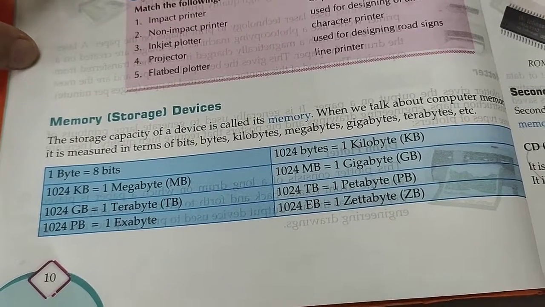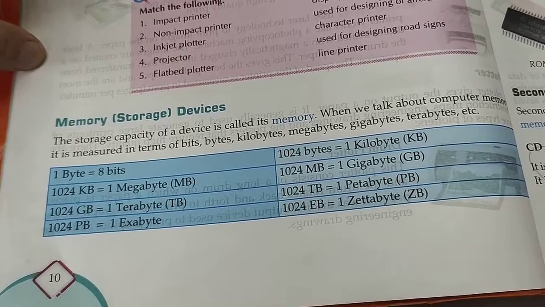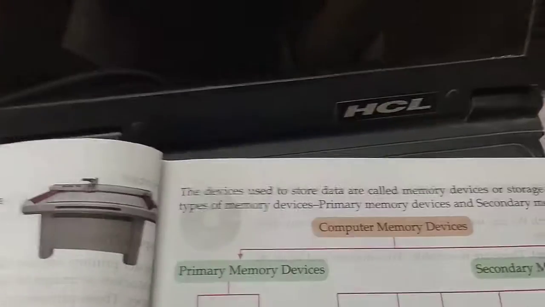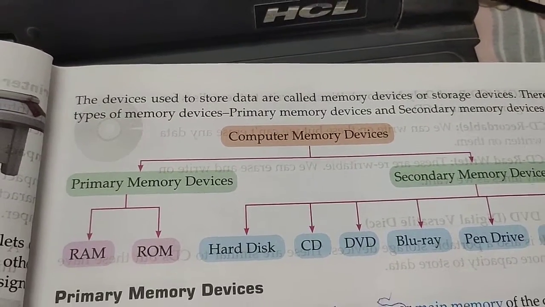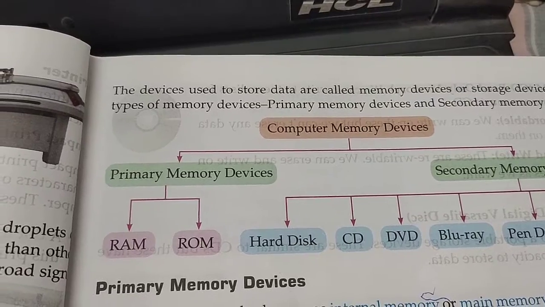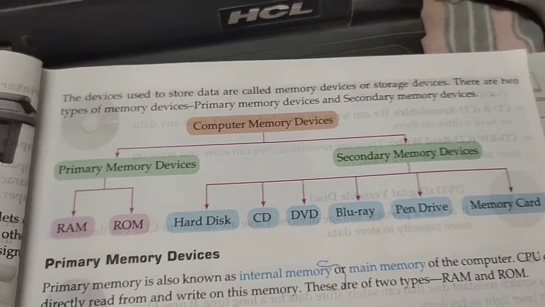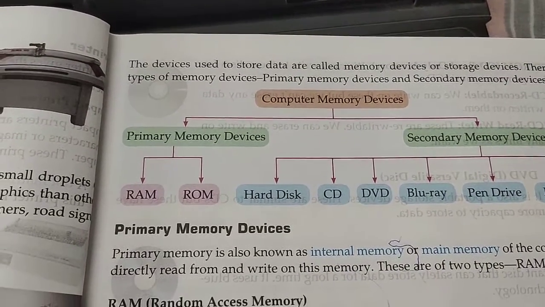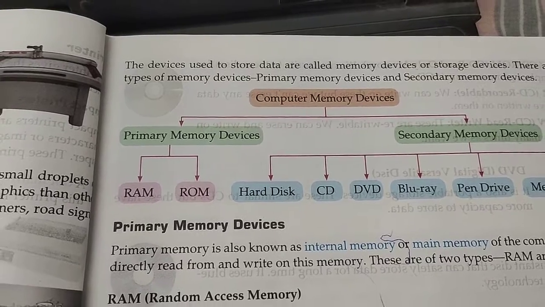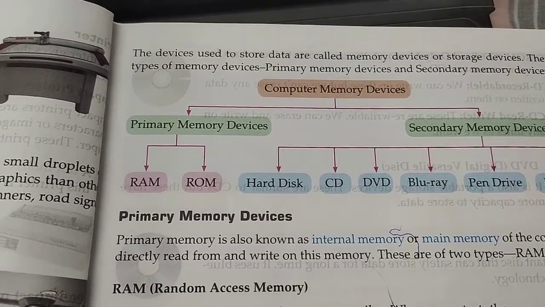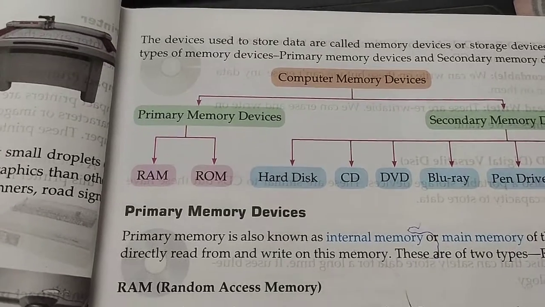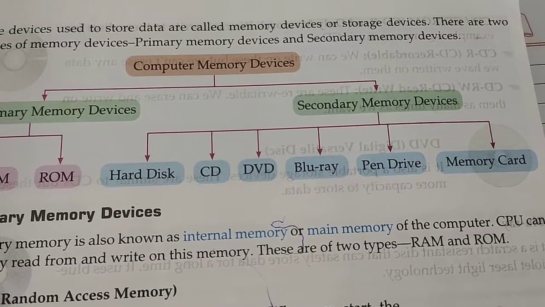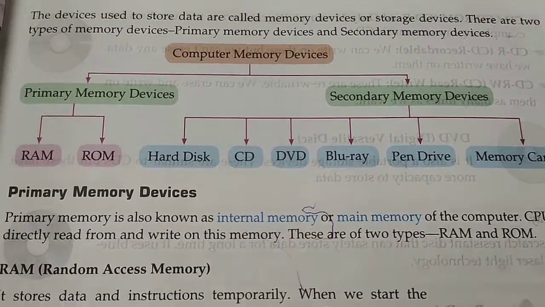1 GB is what we are getting in memory storage on the internet, and in future we will be using up to 1 zettabyte. Computer memory devices have two parts, primary and secondary. Primary is RAM and ROM, and secondary is hard disk, CD, DVD, Blu-ray, pen drive, memory card. Primary devices are RAM, random access memory, and ROM, read only memory. These are the inbuilt parts of memory stored in the computer. And secondary memory devices are the parts which we can touch and see.